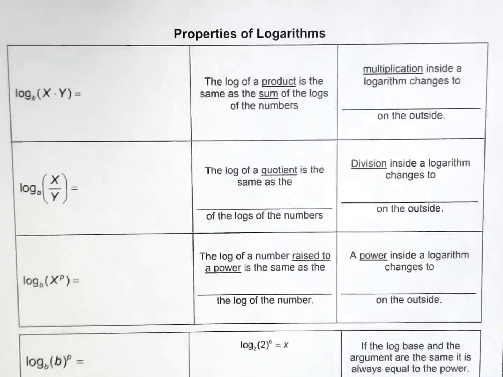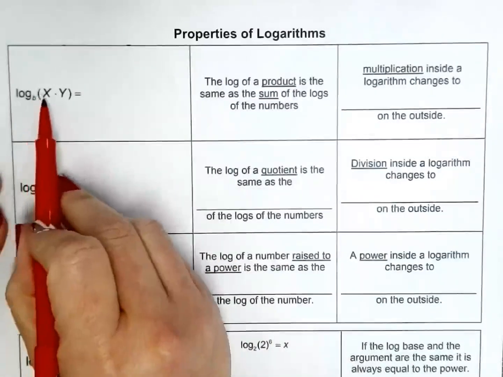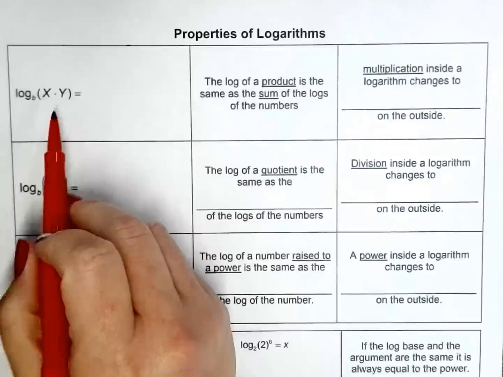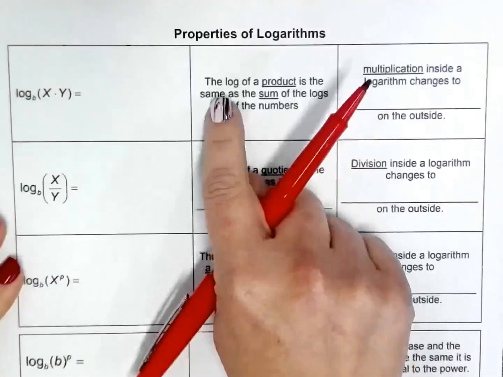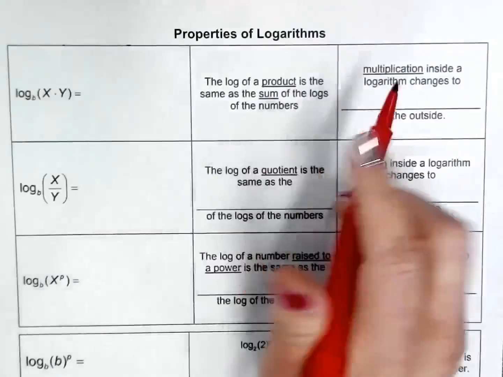Hi guys, today we'll talk about properties of logarithms. So the first one we have here, we have log base b of y times x, or x times y. What does that mean? Well, we're going to apply the product property of this log expression right here.